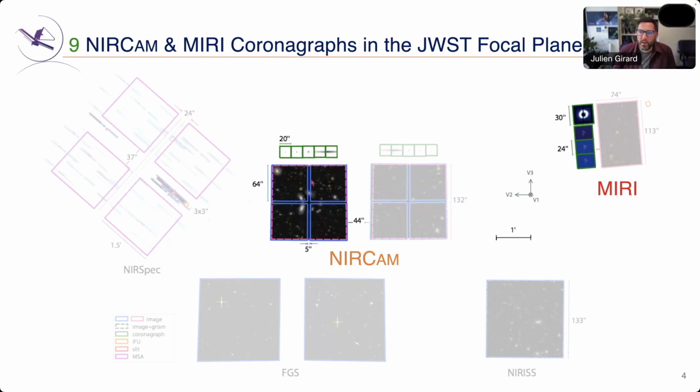For MIRI, so MIRI is here with respect to NIRCam. MIRI is a bit different. The coronagraphs always see light, if you want. They're always on the detector, but basically this is the imaging part of the detector, and the coronagraphs are on the side. And each coronagraph, each focal plane mask, is bound to a filter.